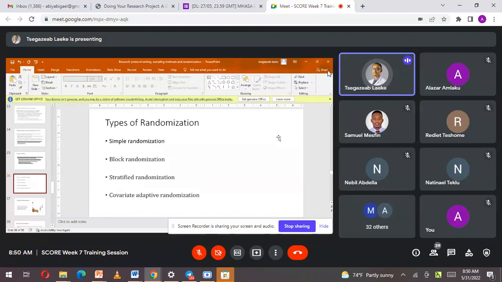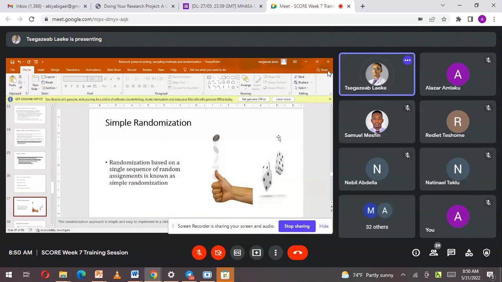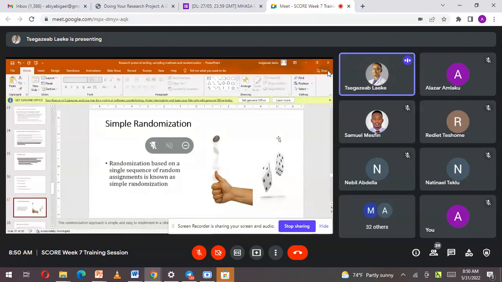So how do we randomize? What are the types of randomization? We have simple randomization, block randomization, stratified randomization, and covariate adaptive randomization. Simple randomization is really simple and easy, as you see here. Tossing a coin and getting a head is a 50% chance, right?